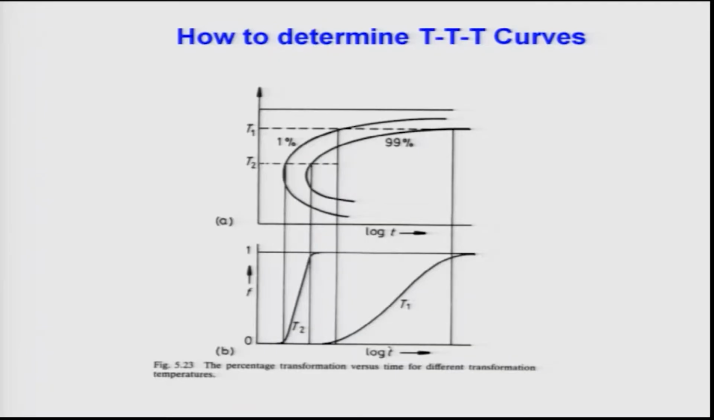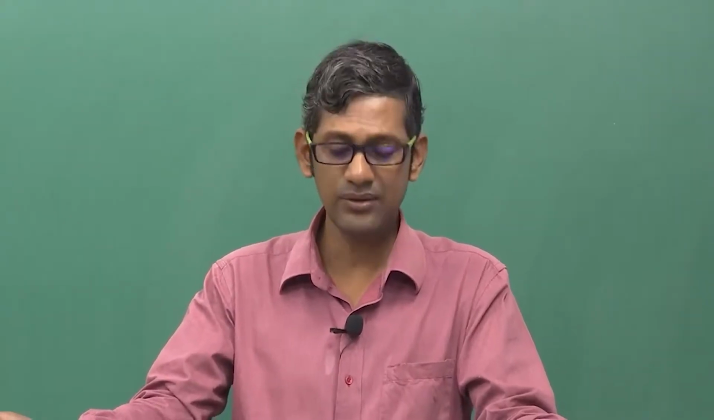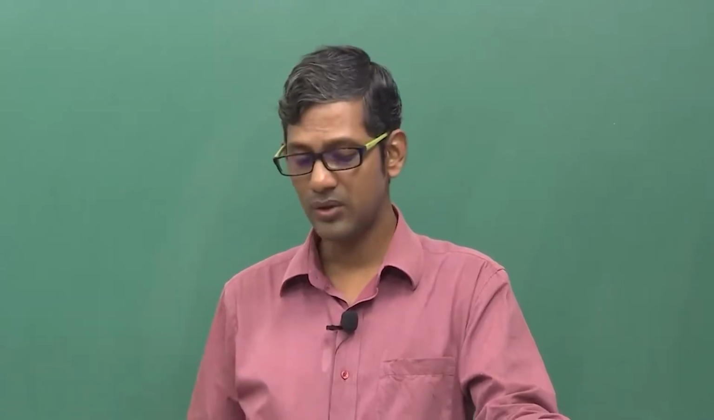So, basically it looks like a C. The transformation is very slow at higher temperatures, it reaches a maximum value and it can get slowed down. So, in this way we can actually generate 1%, 50%, 70% or 99% transformation curves, and these curves are actually known as TTT curves in the literature. The TTT curves actually tell you what the different transformations are that can happen when you cool the steel differently. That is what will be shown in the next plot. So, I hope you understand.